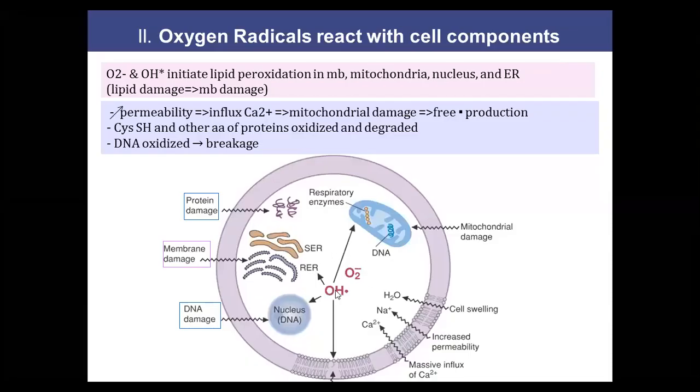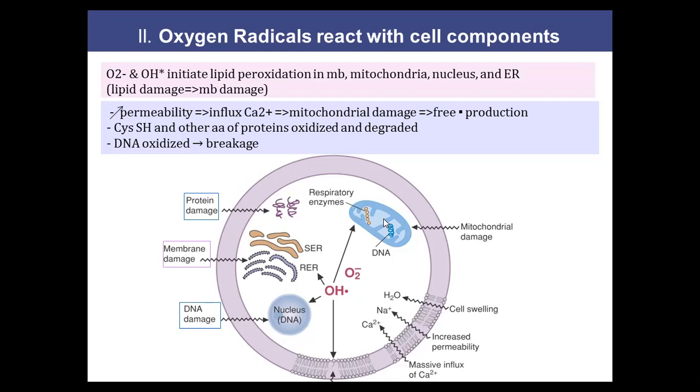The superoxide anion and the hydroxyl radical can initiate membrane, mitochondrial, nucleus, and ER damage and peroxidation. So they can initiate lipid peroxidation in these compartments, leading to lipid damage and thus to membrane damage, because the membrane is formed of lipids. So what happens in this case? The lipid peroxidation of the membrane will increase the permeability of the membrane to ions and to water, leading to a high influx of calcium into the cell.